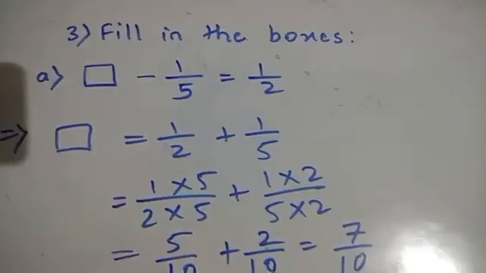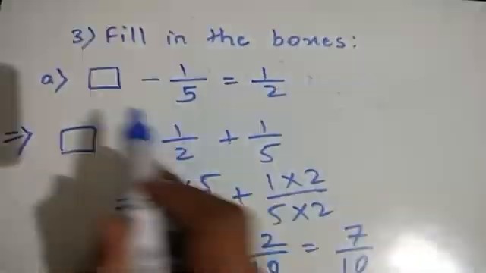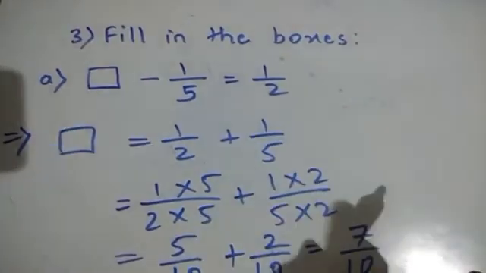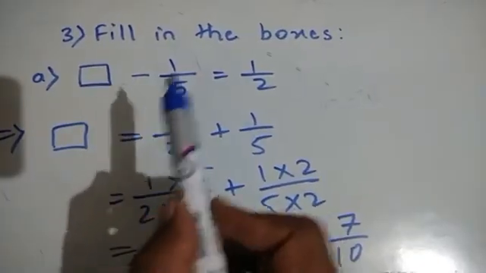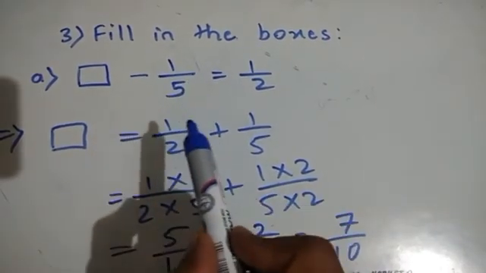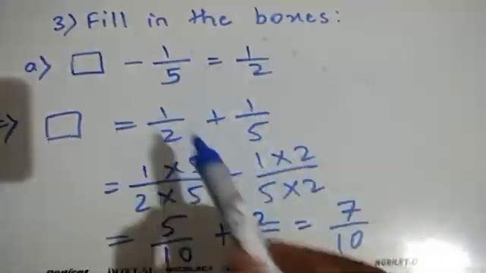See next question, fill in the boxes. Now this dash minus 1 upon 5 is equal to 1 upon 2. So here we are going to use the transposing method. So this minus 1 upon 5 I am going to transfer to that side. So minus 1 upon 5 will become plus 1 upon 5. Therefore 1 upon 2 plus 1 upon 5.